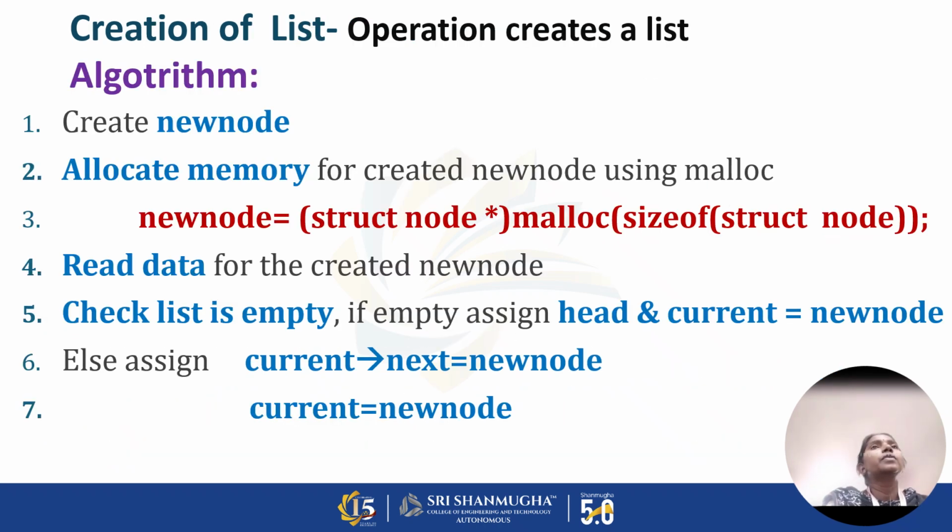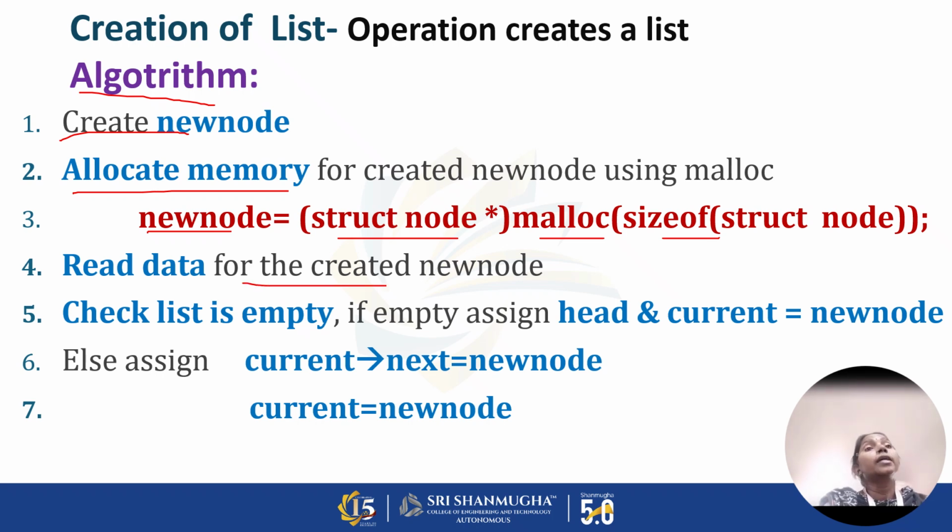Now the creation of a list. The operation creates a list. So first, what is the algorithm? To create a list, first create a new node. Second, allocate memory for the new node using memory allocation, with the size of the structure node. Read the data for the created node. Check whether the list is empty. If empty, assign head and current as the new node, else assign current's next as the new node.